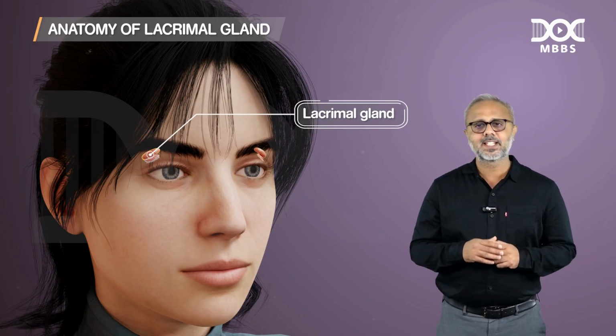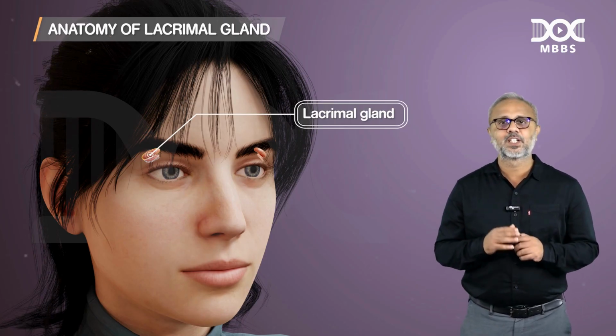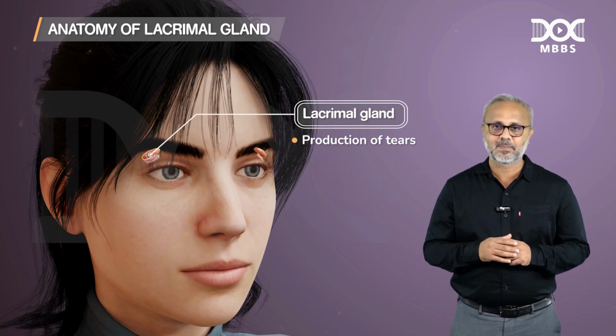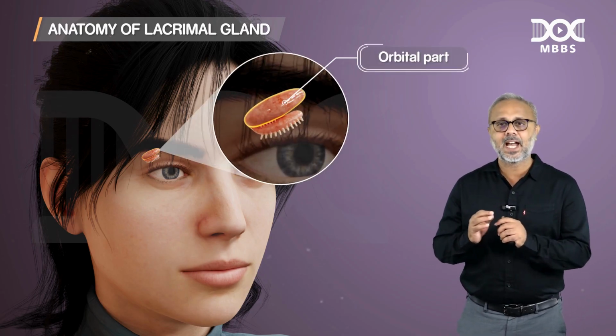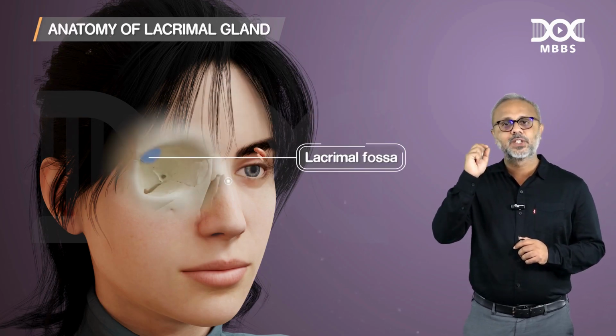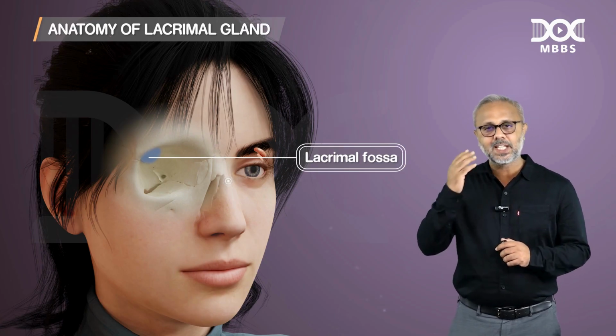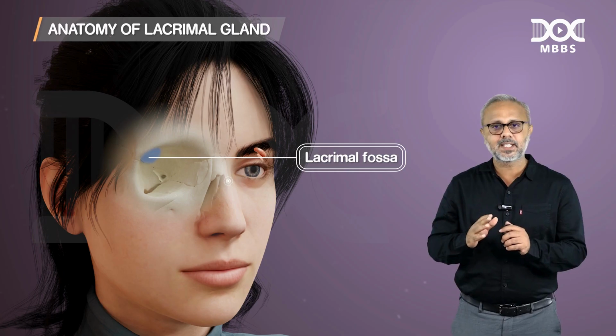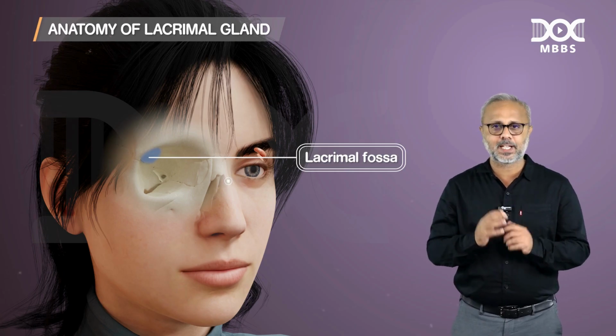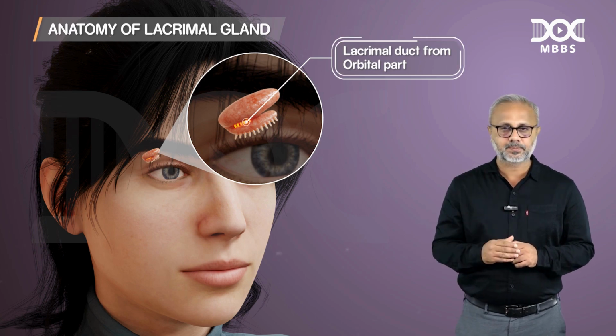Let's begin with the anatomy of the lacrimal gland. As the name suggests, the lacrimal gland is concerned with the production of tears. The lacrimal gland is divided into two major parts, the orbital part and the palpebral part. The orbital part is located in the lacrimal fossa of the roof of the orbit on the lateral side. This is the main part of the lacrimal gland, and this sends a few ducts.